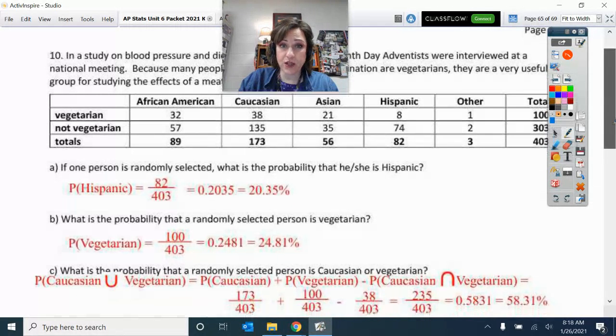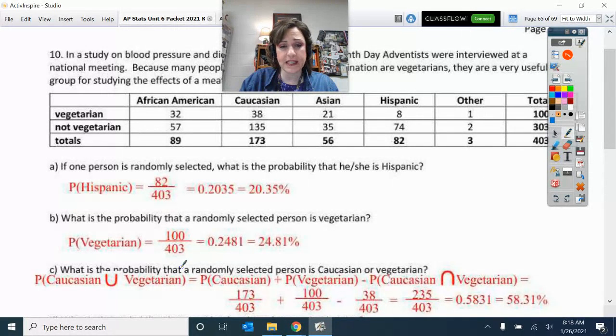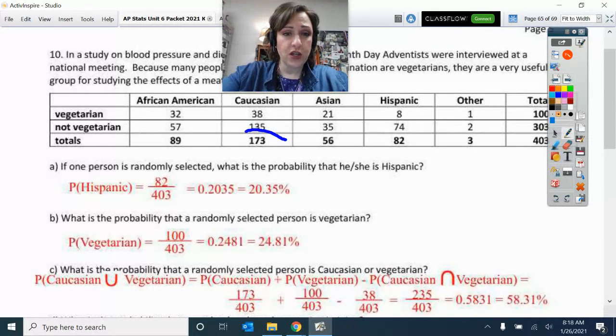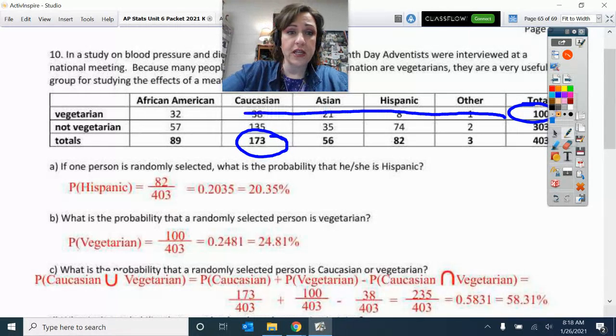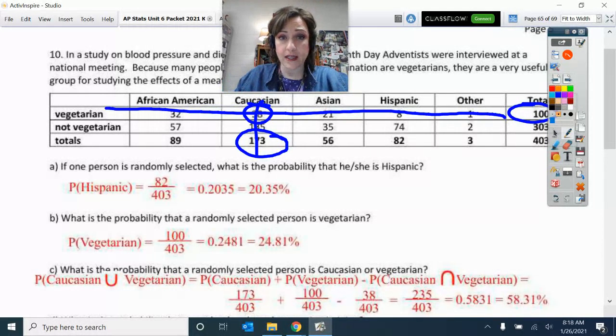Now, let's make sure that we remember this. Here was a probability that a randomly selected person is Caucasian or vegetarian. So that's out of all of the people. So Caucasian or vegetarian. Now, you want to make sure you do not have overlapping, because if you took these 173 and you added it to these 100, then you just counted these 38 twice.